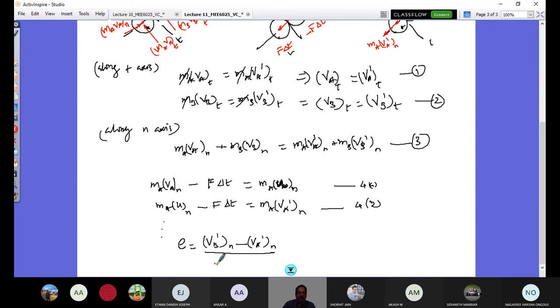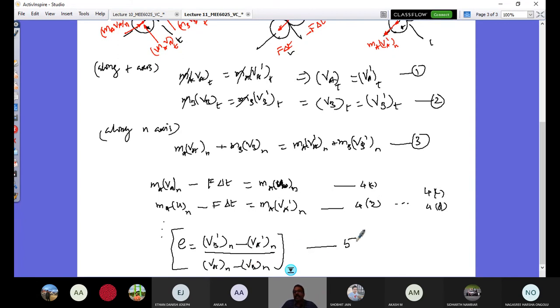by VAN minus VBN. So you get this equation. So you'll have similarly 4C and 4D. Here you have the common velocity, and in this equation also you'll have the common velocity, which would be removed. And then the expression of E is given by the ratio of the relative velocity along the line of impact after collision, that is the velocity of separation, divided by the relative velocity before collision, that is the velocity of approach.